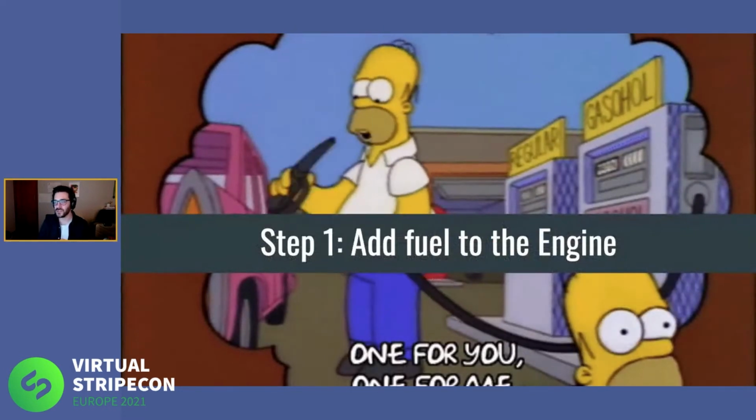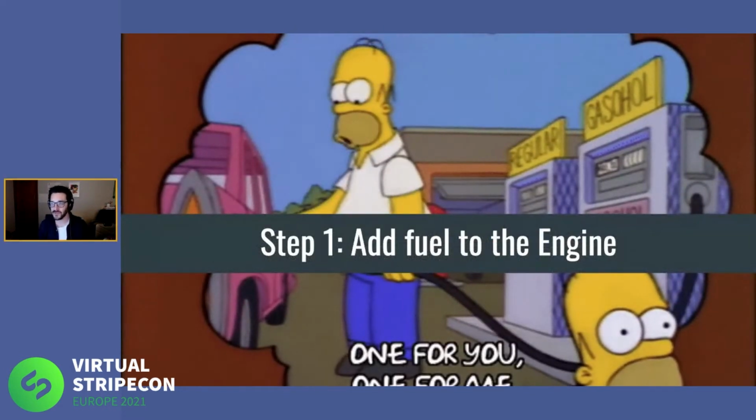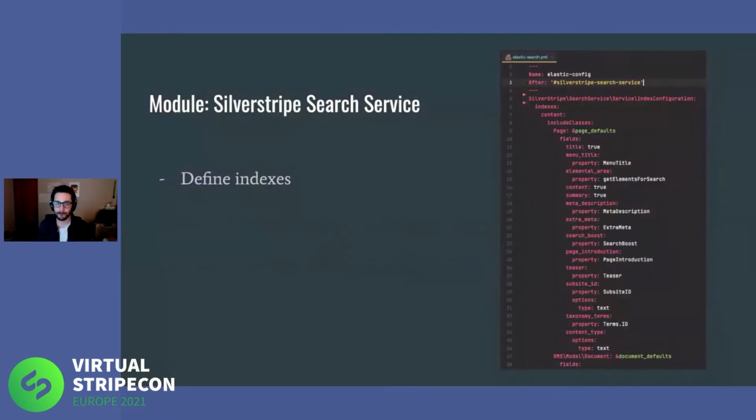So once you've got your engine set up, what's next? You need to add some fuel. So this is where the first of our modules comes in, first piece of code. This is an open source module. It's called the Silverstripe Search Service, and by default it's set up to work with Elastic. The idea is that in future we'll expand to work with other search engines, but Elastic was the one that we were obviously working on, and so this is the one that comes built in by default.